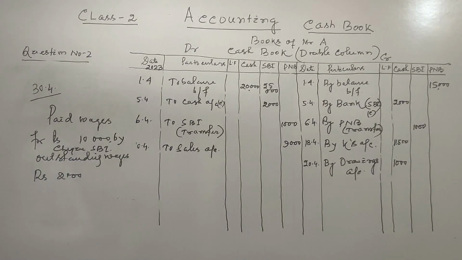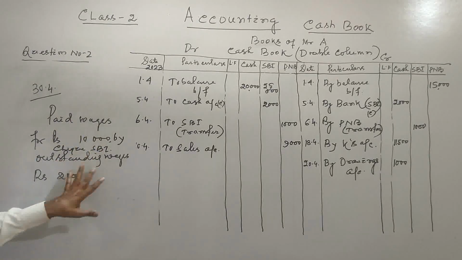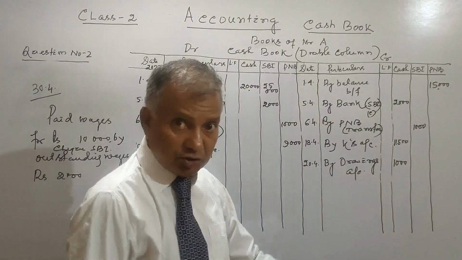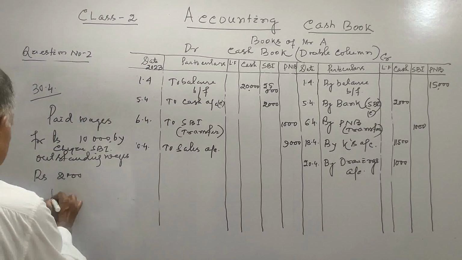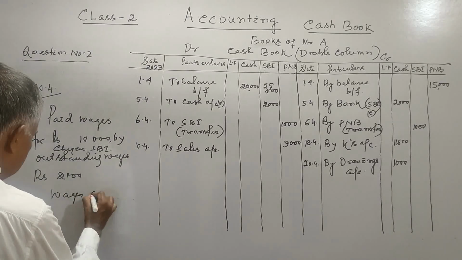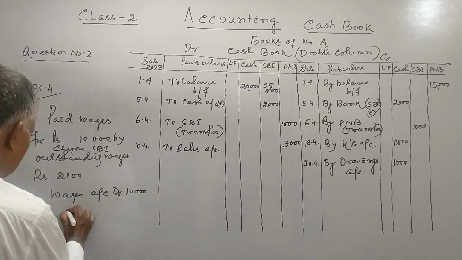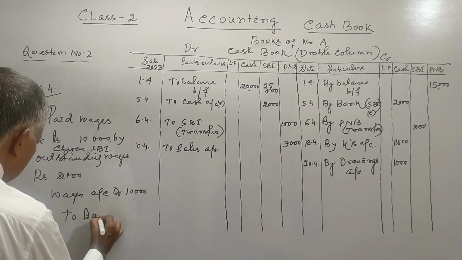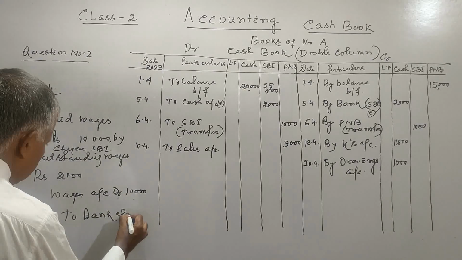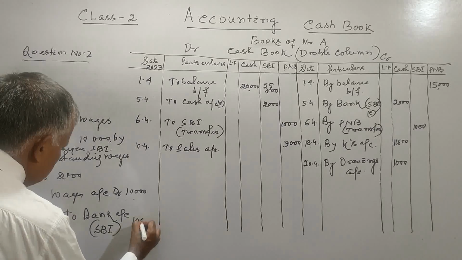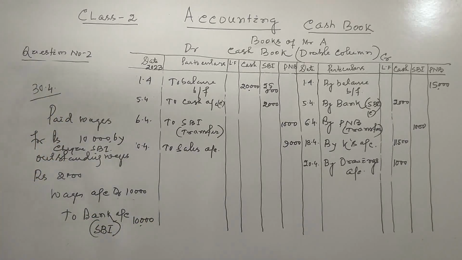Outstanding wages 2,000. Here there are two concepts. One is your payment of wages by check from SBI. So wages is an expenditure. Wages account debit. This is your 10,000 to bank. We can write it SBI. This is 10,000. Right? So wages account debited to bank.